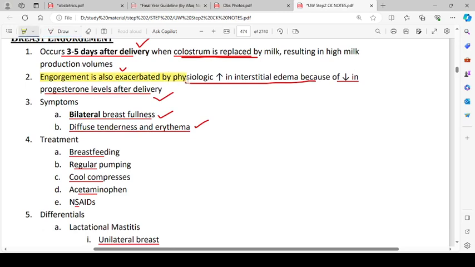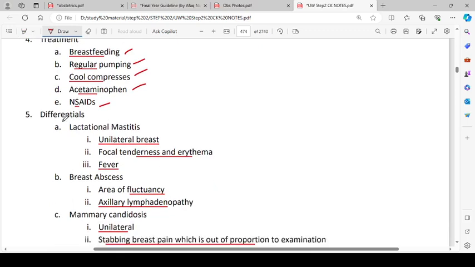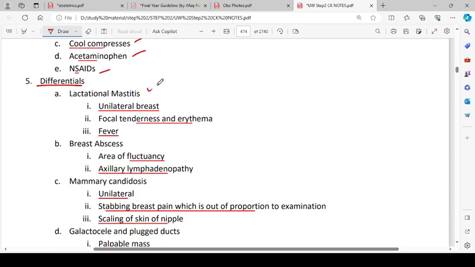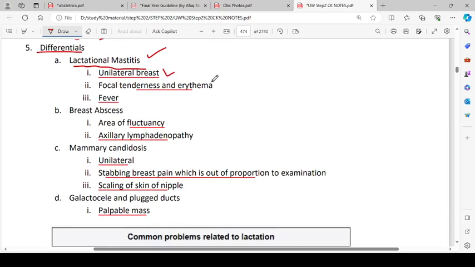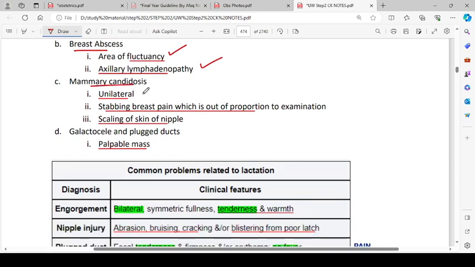Engorgement is also exacerbated by physiologic increase in interstitial edema because of decreased progesterone levels after delivery. Treatment is done with breastfeeding, regular pumping, cool compresses, acetaminophen, and NSAIDs. Differentials are lactational mastitis, which happens in a unilateral breast, with focal tenderness, erythema and fever. Breast abscess: there will be an area of fluctuancy and axillary lymphadenopathy. Mammary candidiasis is also unilateral.